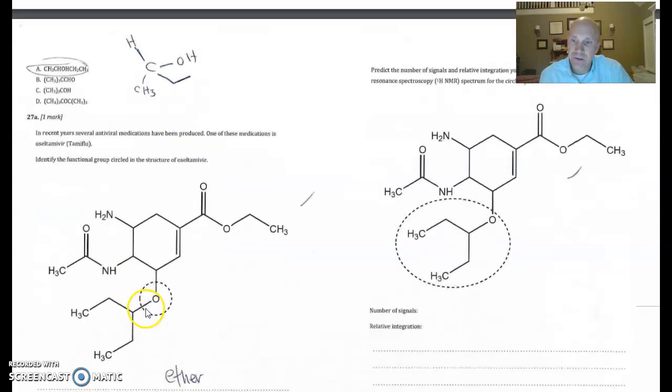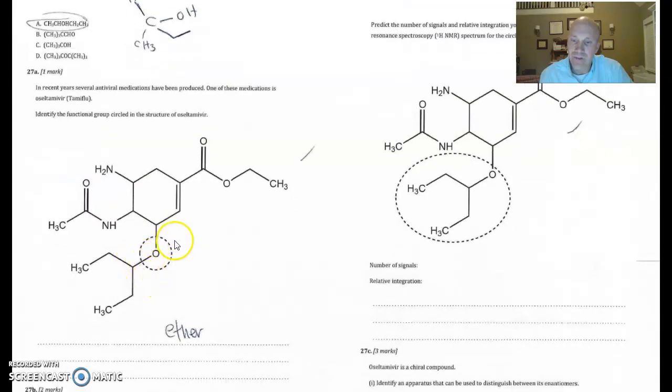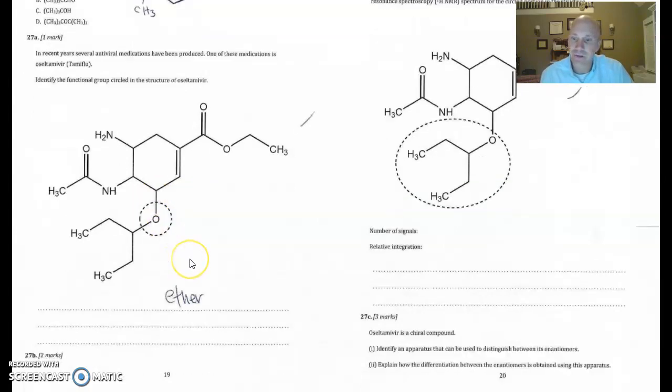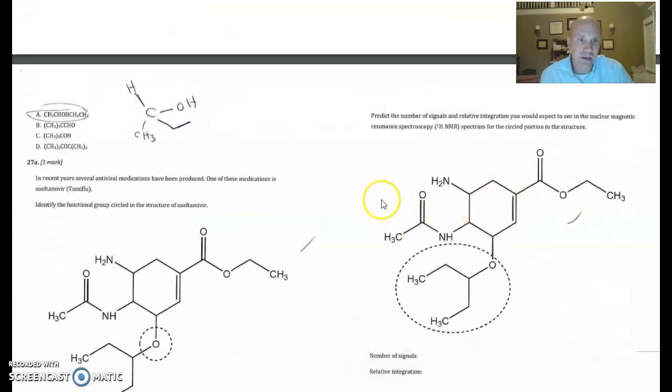All right, so for this molecule right here, what kind of functional group do we have? That would be an ether. Because that's an oxygen, and both of these are carbons right here, and neither of those carbons are carbonyl carbons. So that's an ether. All right, and I think I'm just going to skip this one right now. That's an NMR question.